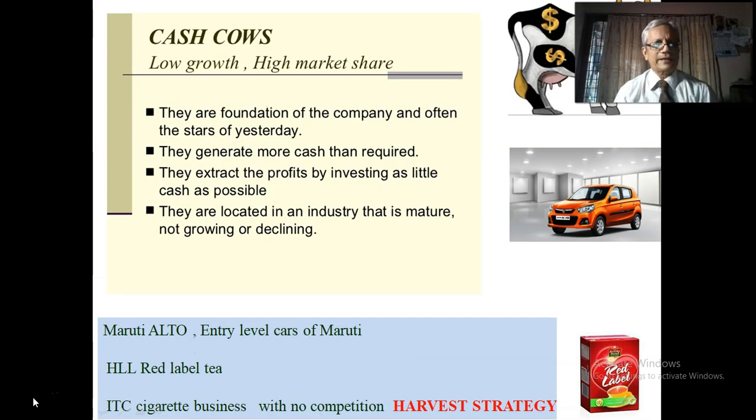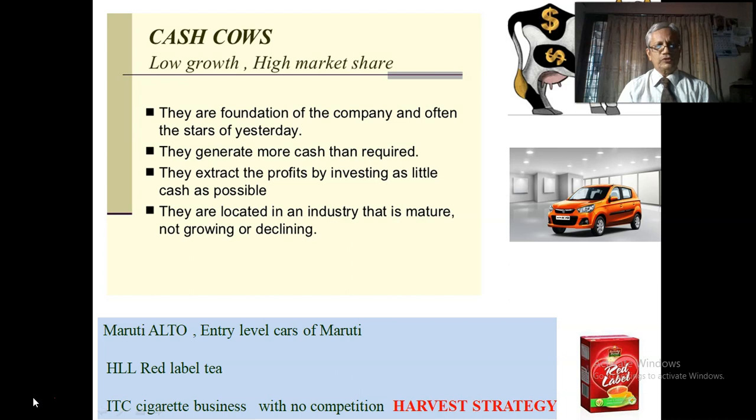The second is called the cash cow. They are operating in low growth but high market share. They are the basic foundations of the company, and definitely they are the stars of yesterday, and they generate more cash than what is required. So normally the organization will try to milk the cash cow for cash requirements, and they are normally located in industries that are mature in nature, neither growing nor declining.